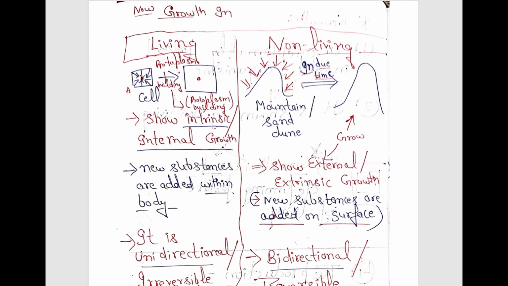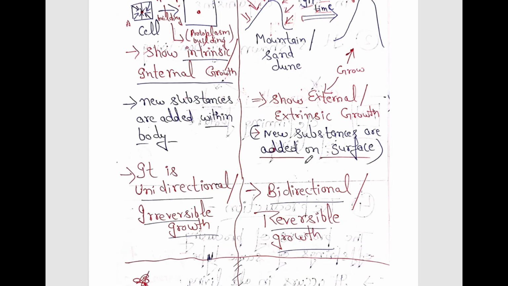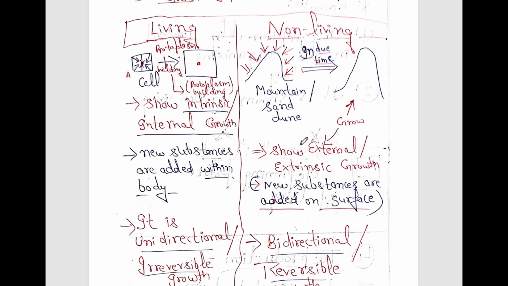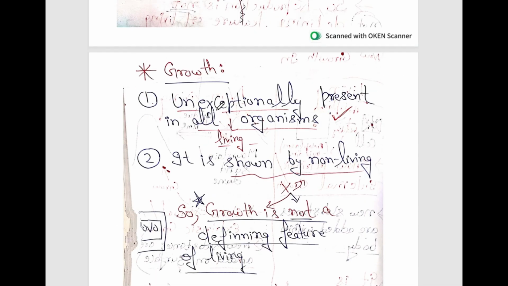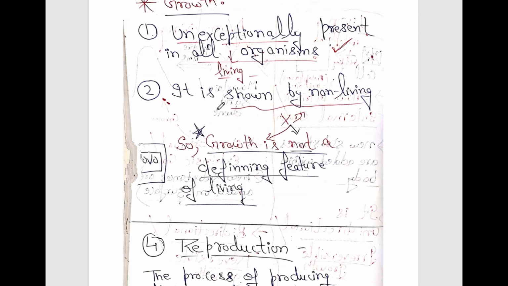Growth therefore cannot be taken as a defining property of living organisms, because it shows external or extrinsic growth. New substances are added on the surface. It is bidirectional and reversible growth. Growth is unexceptionally present in all living organisms, but it is also shown by non-living things. So growth is not a defining feature of living.